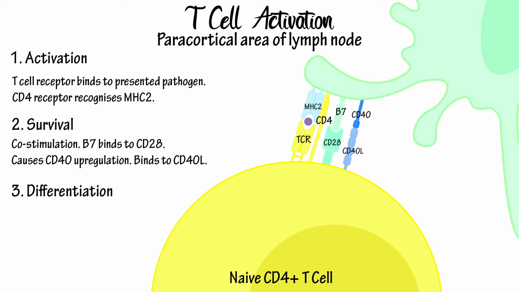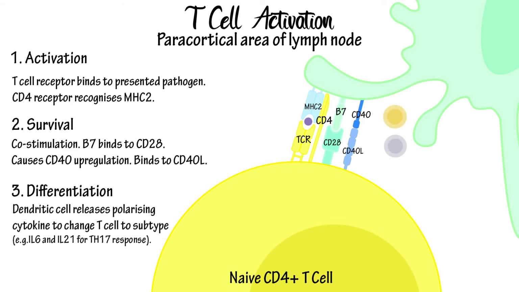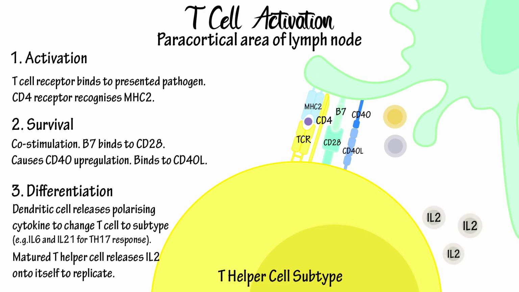The dendritic cell then releases cytokines onto the T cell. Depending on the cytokine, the CD4 positive cell will develop into a specific T helper subtype. Hence these cytokines that are released are called polarizing cytokines. Each T helper subtype carries out a different action which we'll get into in another video. As the differentiation signal is given, the new T helper cell subtype releases the cytokine IL-2 onto itself. This is to encourage it to replicate and initiate the next phase of the response.